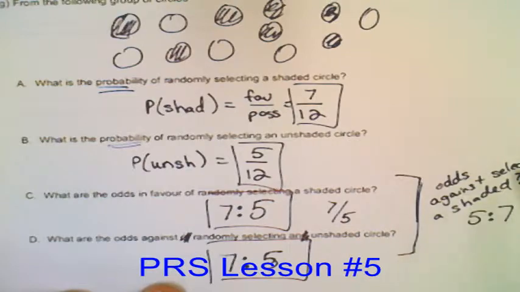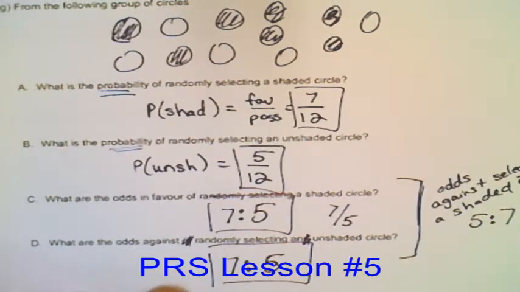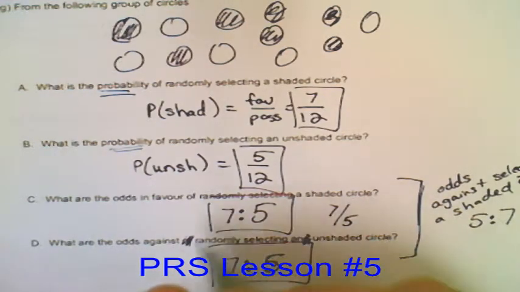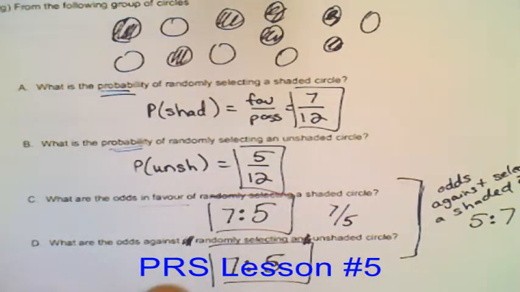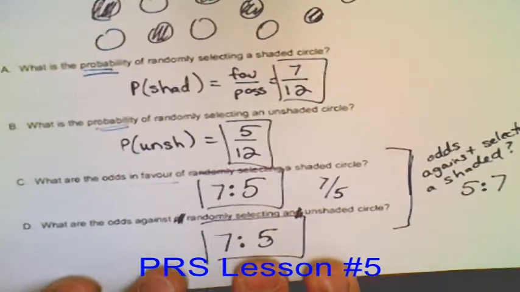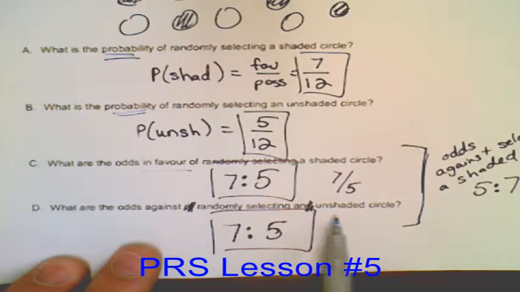Now, I could have also asked, what are the odds against selecting a shaded circle? Now, the odds against, it's basically the odds that it doesn't happen. So the odds against this happening, well, there are 5 not shaded circles, and there are 7 shaded circles. So the odds against this happening are 5 to 7. So you've got odds in favor and odds against. And so those are slightly different things.